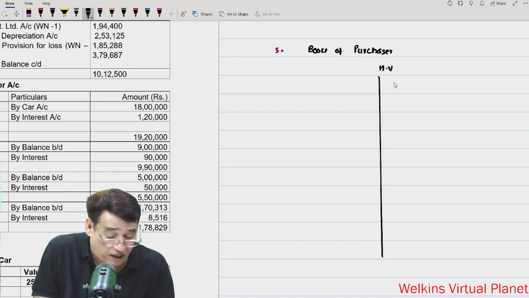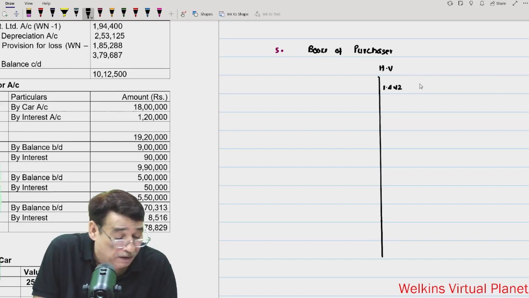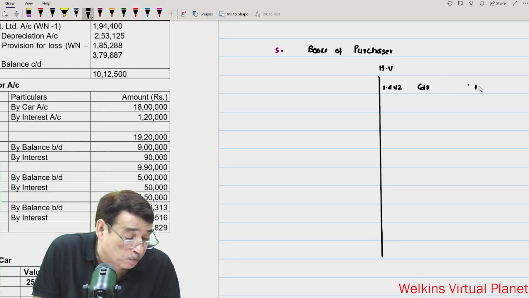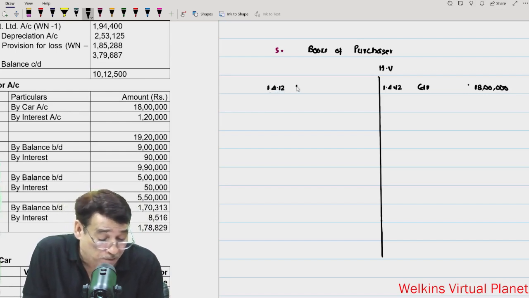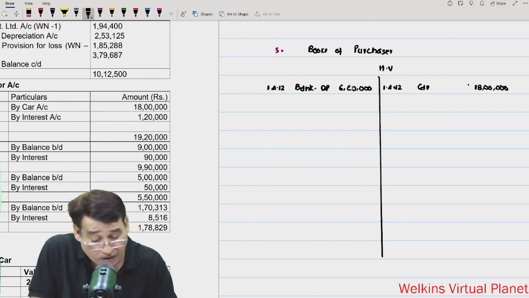Now, in the books of the hire vendor, first of all, we are going to write 1-4-2012. This is the date. Actually, I was searching for it. 1-4-2012, we bought the cars. This time the cash price of the two cars is equal to 18 lakhs. Then quite obviously I am going to write 1-4-2012, bank account, down payment was made for two cars, 6 lakh, correct? 6 lakh was the amount, isn't it?